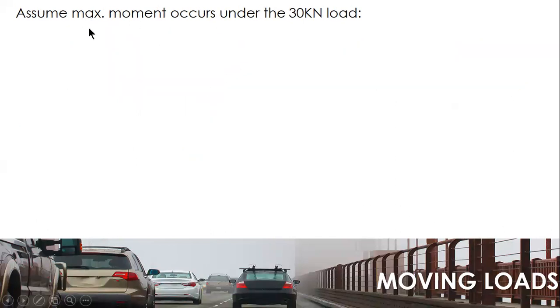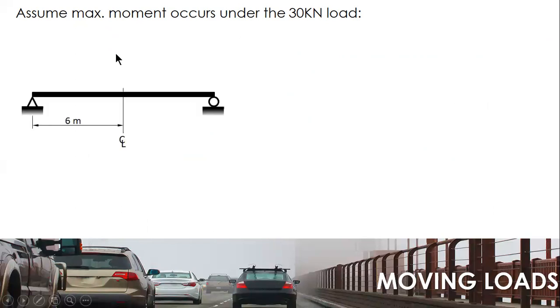And then, assume maximum moment occurs under the 30 kilonewton load. The distance between R and 30 is 3 meters. So, 1.5 from R to 30, and then 3 meters, and then R and 20 is 2 meters. Now, we only have this distance. Now, 6 minus 1.5 minus 2, 2.5 is available. But the distance between 20 and 10 is 3 meters.